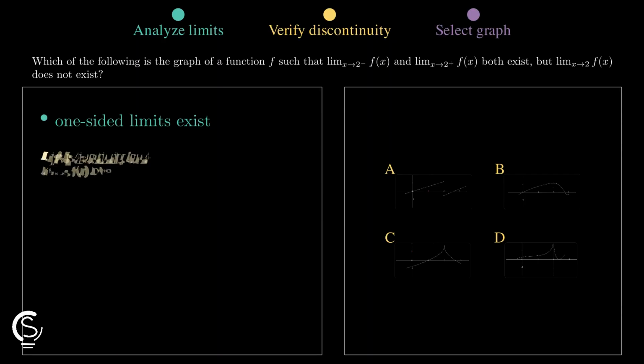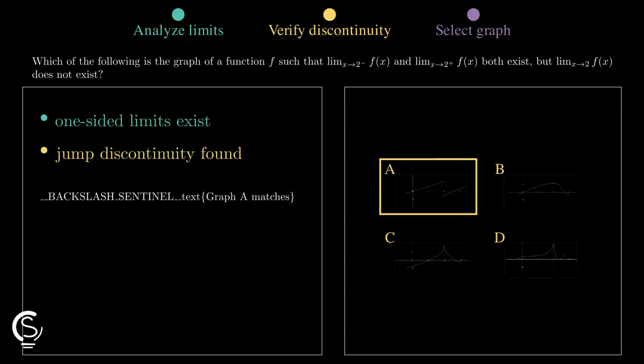Finally, we compare our findings to the options. Graph A clearly shows a jump discontinuity at x equals 2, satisfying all our conditions perfectly. That makes it the winner.